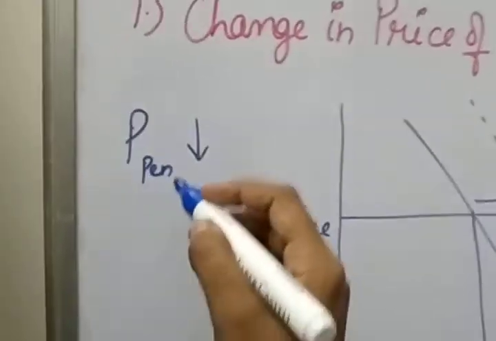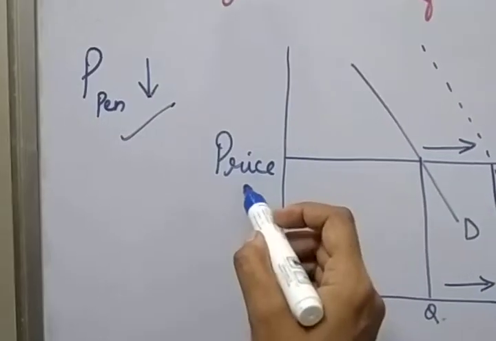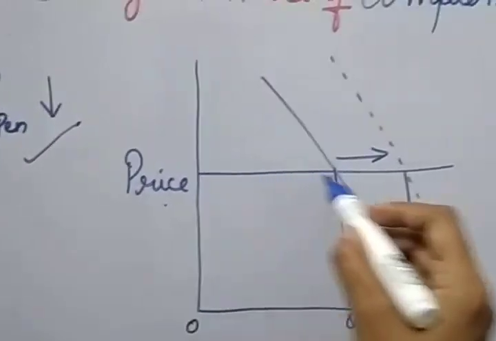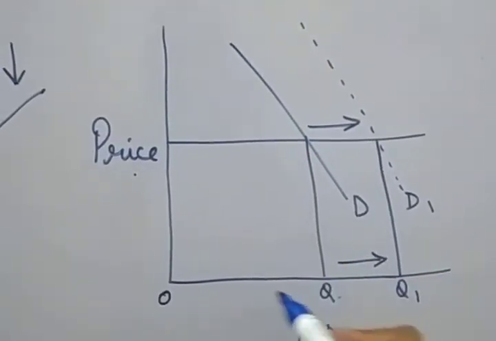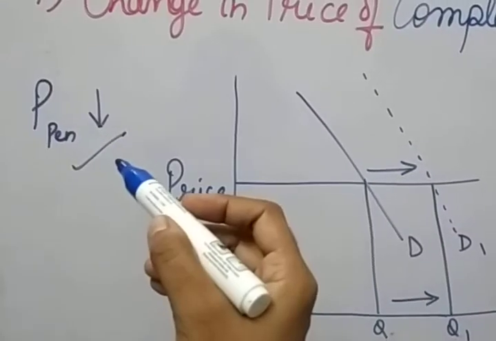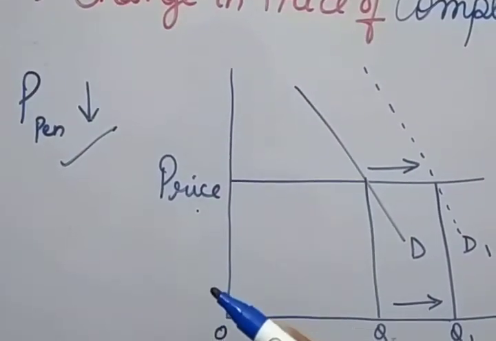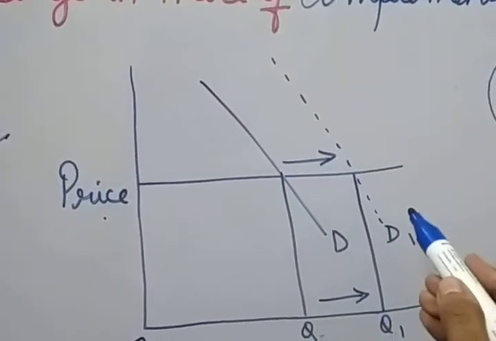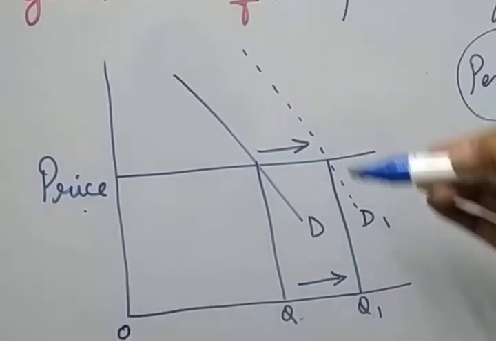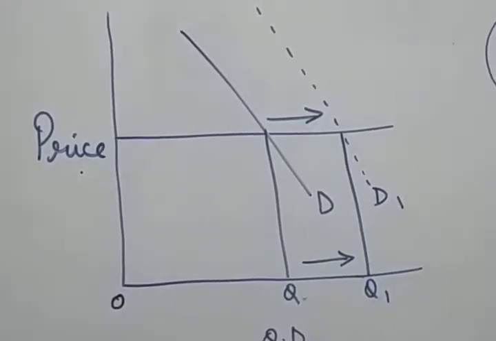Similarly, if the price of the pen reduces and there is no change in the price of ink, which is constant, the initial demand curve is D and initial quantity is OQ. If the price of the pen reduces, the consumer can consume more units of ink also, so the demand curve will shift rightward, and the new demand curve is D1, with new quantity OQ1.